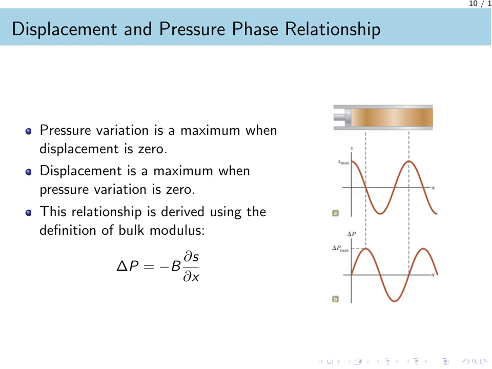This graph illustrates the phase relationship between displacement and pressure. When the displacement of the gas elements is at a maximum, the pressure variation is zero. Conversely, the pressure variation reaches its maximum or minimum peaks when the displacement is exactly zero. This relationship is derived from the physical definition of the bulk modulus, where the change in pressure equals negative bulk modulus multiplied by the partial derivative of displacement with respect to position. Essentially, the pressure is most intense where the gas elements are being most crowded together or pulled apart.